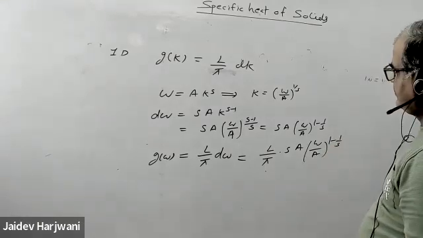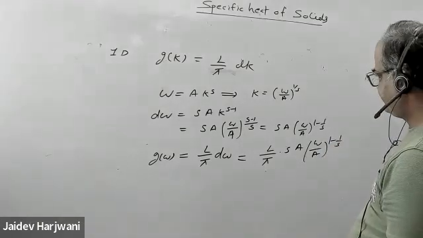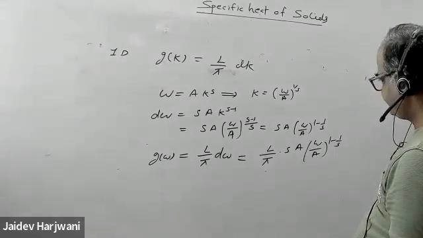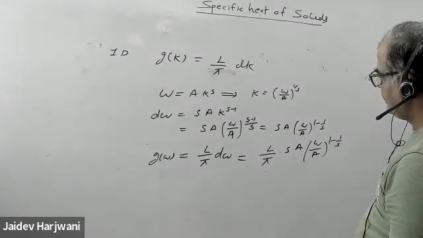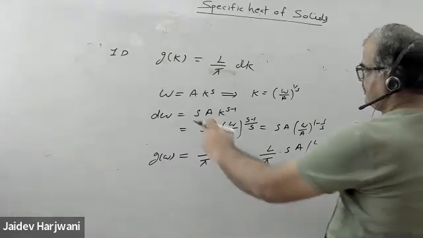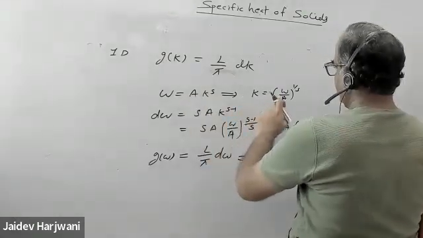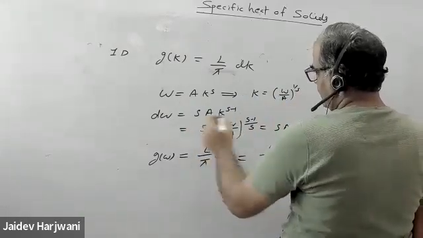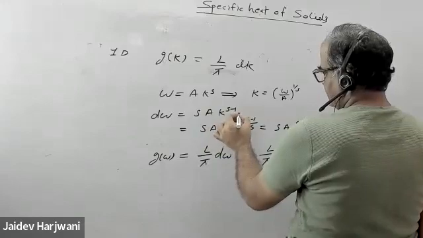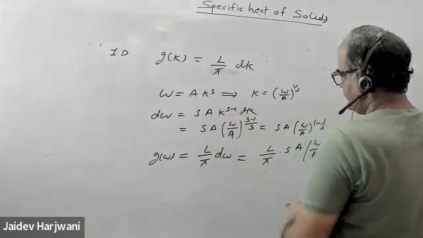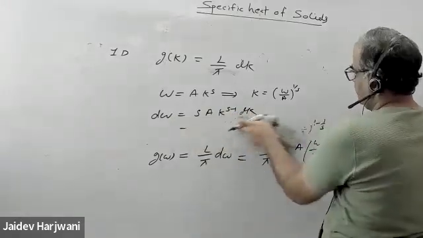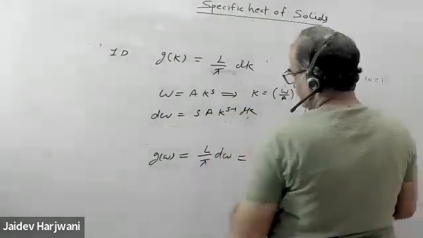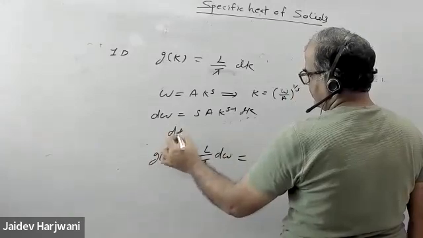Am I writing correctly? Yes, sir. Or is some mistake there? No, sir. So k is equal to (omega by a) to the power 1 by s, and d omega by dk is this. If I put the value of dk, the opposite will come. That's why I'm asking. Okay, I'm writing dk. So you want the dk value.